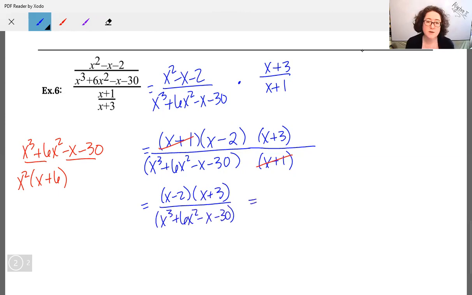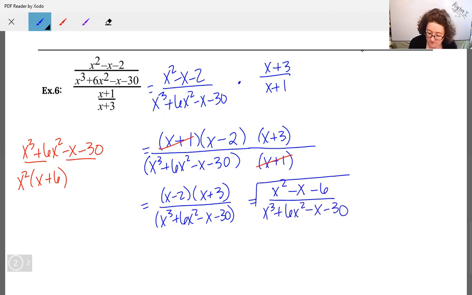Or you may see it written where the numerator factors are multiplied back together again. So that would give us x squared minus x minus 6 all over x cubed plus 6x squared minus x minus 30. Now be careful. Just because in this final answer we have a minus x in the numerator and a minus x in the denominator, we cannot cancel those. They're not factors. You can only cancel or simplify factors. You can't do it with just single terms. So that would be our final solution.